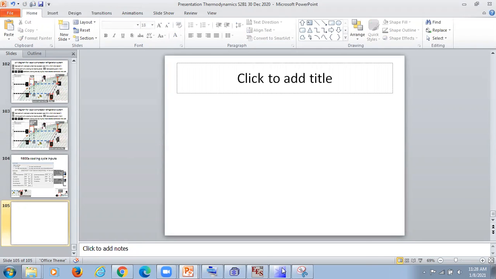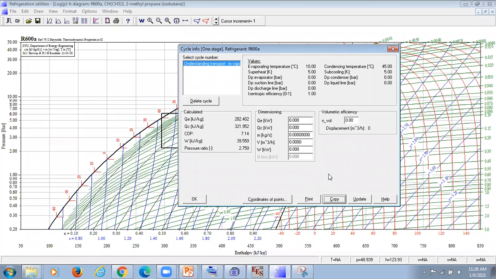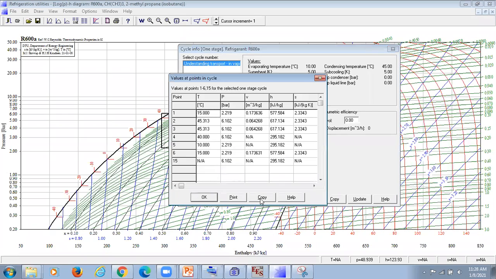Let me look into that again. Okay. So after generating the results, these are the coordinate points. 1, 2, 3, 4, 5, 6 points are there. Okay, 1 point is not there. So I will copy this.